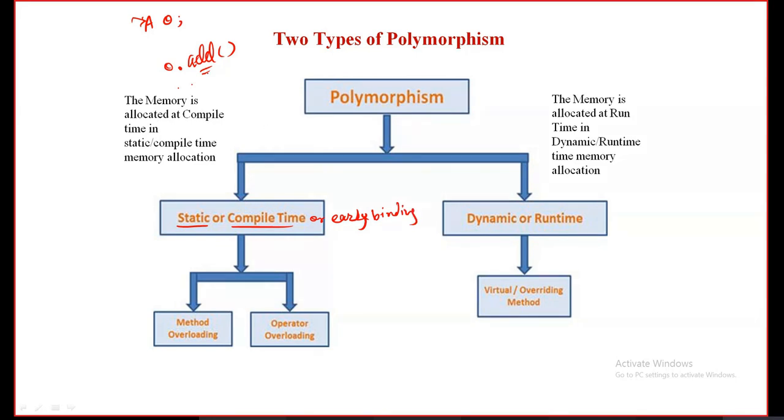And when this decision of which function should get executed is delayed till the runtime, then that binding takes place at runtime, and that is called dynamic binding, runtime binding or late binding, because the decision of binding is being taken late, it is delayed till the runtime. Got it?